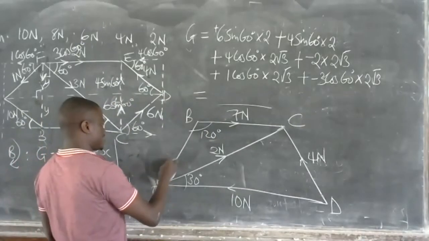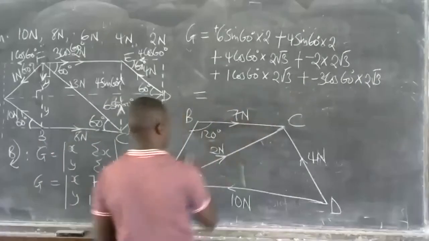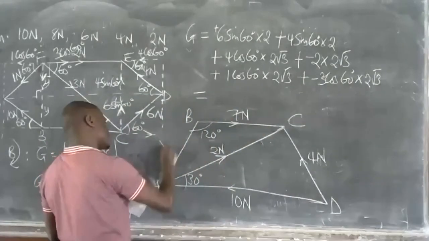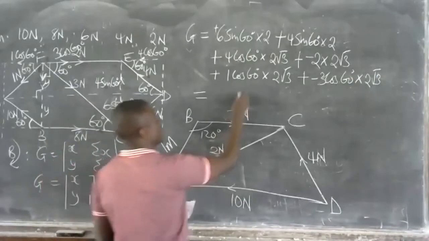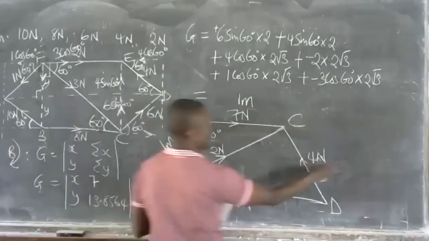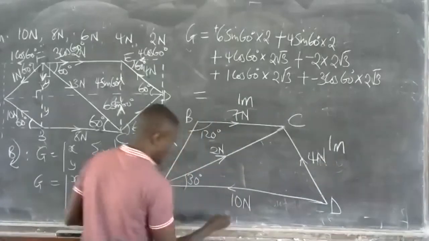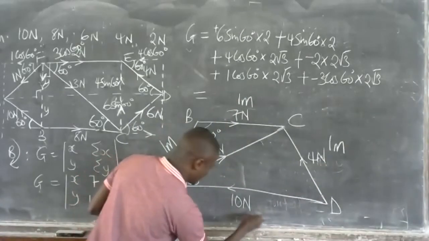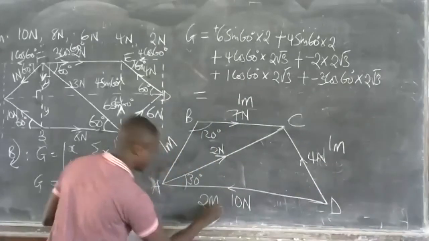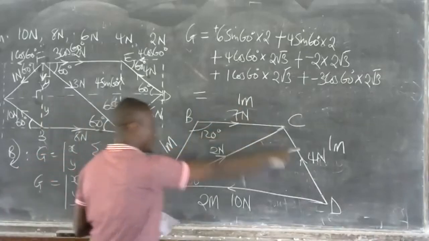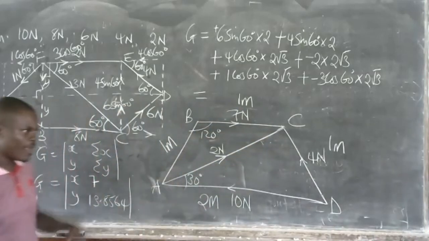Now distance. Let this distance be 1 meter. Even here 1 meter. There 1 meter. And then AD to be 2 meters. 1 meter, 1 meter, 1 meter. Get the resultant and where the line of action.